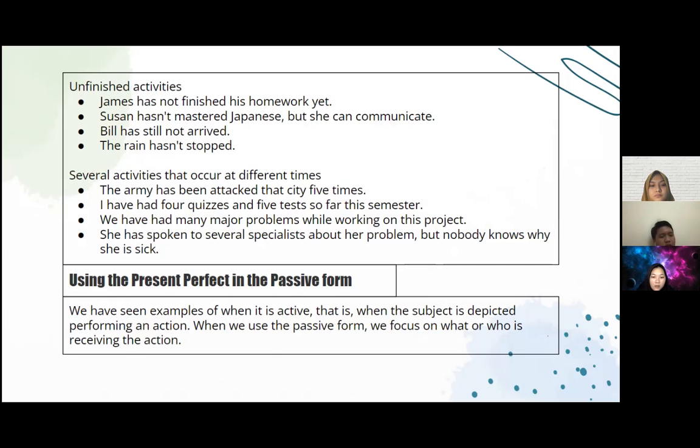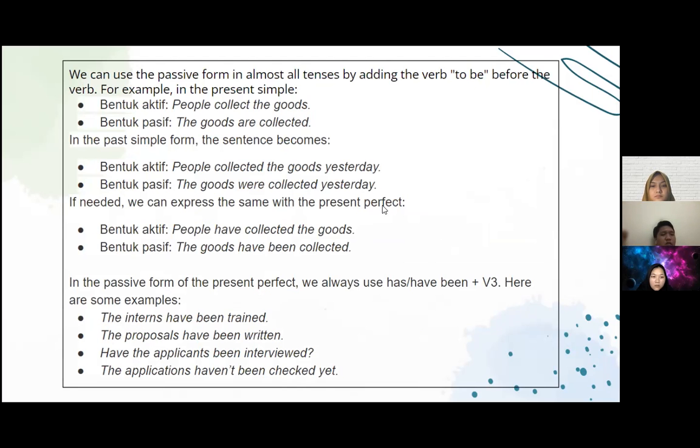The next point, using the present perfect in the passive form. We have seen examples of when it is active. That is when the subject is depicted performing an action. When we use the passive form, we focus on what or who is receiving the action. Next, we can use the passive form in almost all tenses by adding the verb to be before the verb.